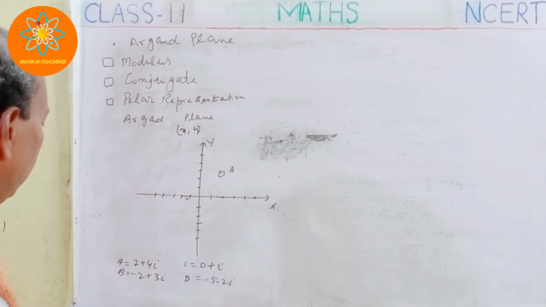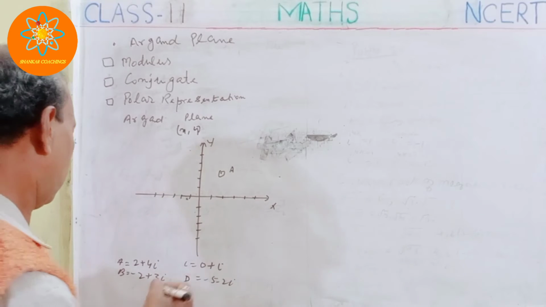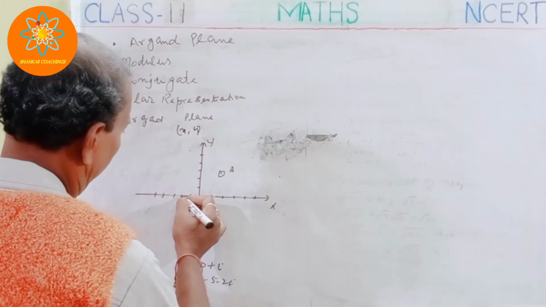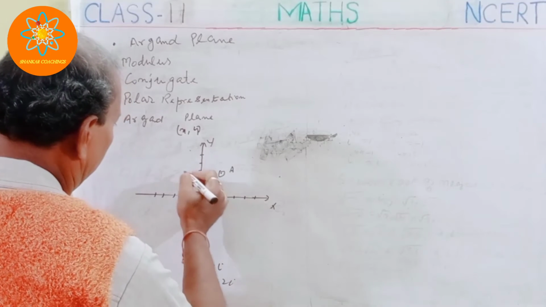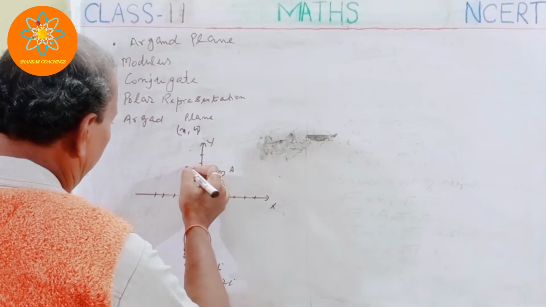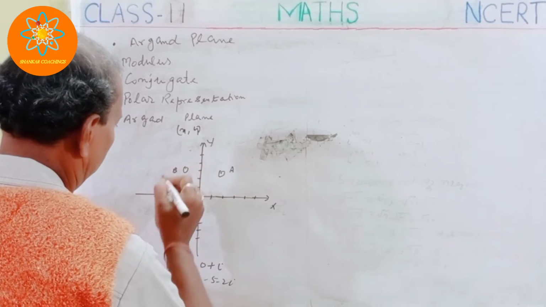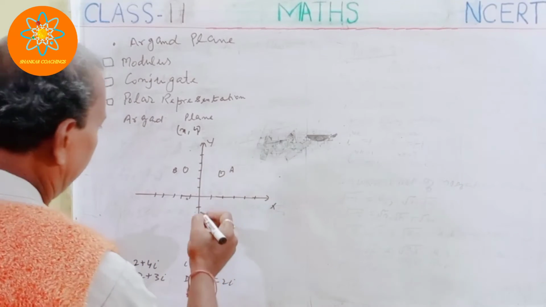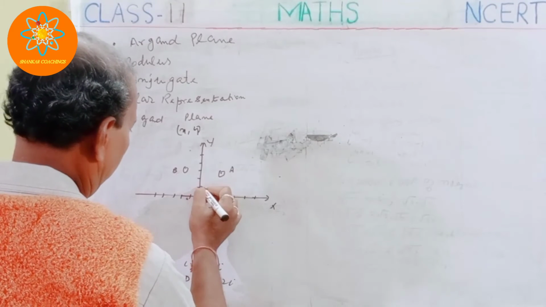Similarly, I have B point, minus 2 plus 3i. Obviously, this will be in the second quadrant. So this is minus 2 and plus 3i, somewhere here. This is point B. Then C point is 0 plus 1i, so this is on the y-axis.